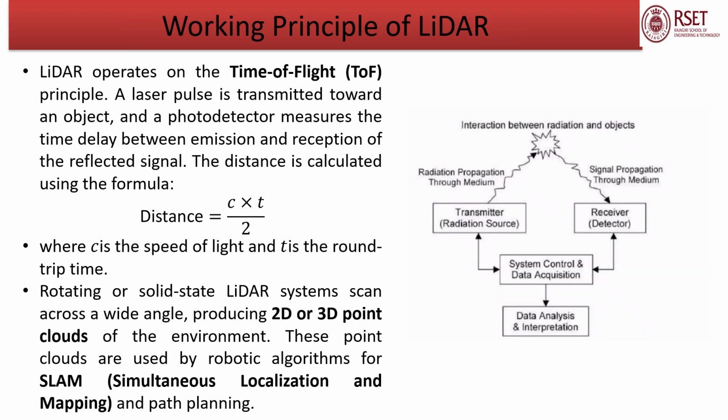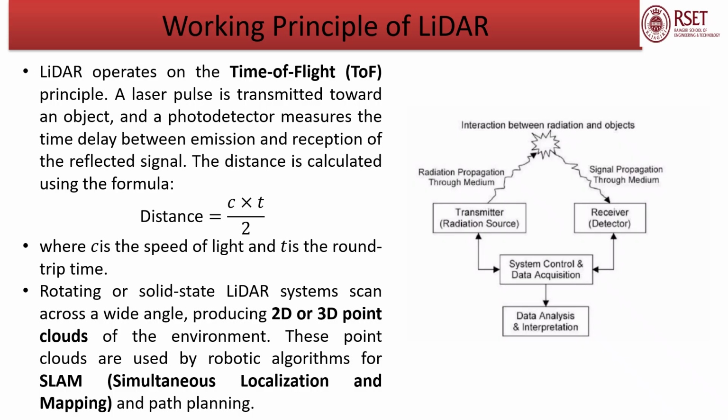Now we will see the working principle of a LiDAR. A LiDAR operates on the time of flight principle. A laser pulse is transmitted toward an object and a photodetector measures the time delay between emission and reception of the reflected signal. The distance is calculated using the formula distance equals c times t divided by 2, where c is the speed of light and t is the round trip time.